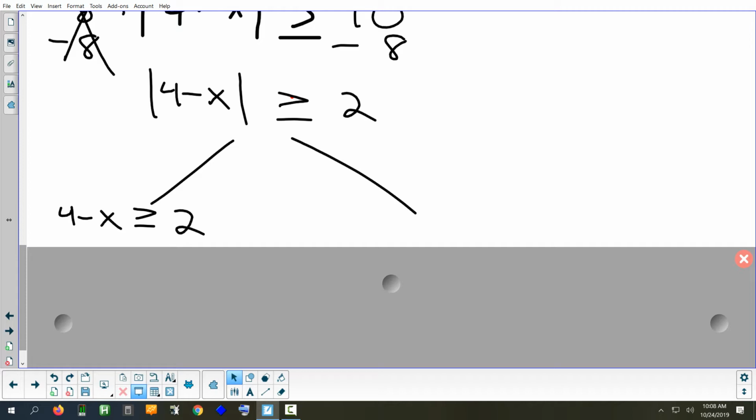Now the other one. This is where you've got to remember to do 2 extra things. Kelsey? 4 minus x is greater than or equal to... No, less than or equal. Yep. So she flipped it. Less than or equal to negative 2. And let's put our sign in so we remember that.